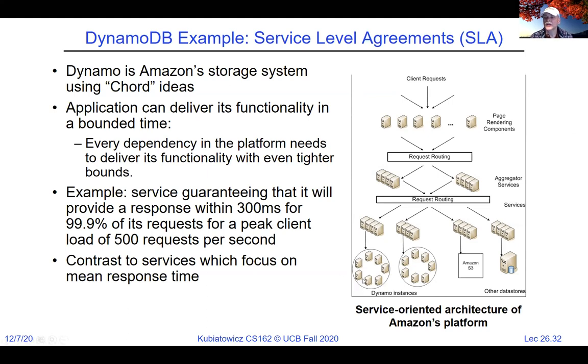What's good about the various things that are using Chord-like algorithms is that this is scalable. As you can imagine, if you don't have enough performance, you can just start adding more nodes and it adapts automatically, which is pretty good. Okay.